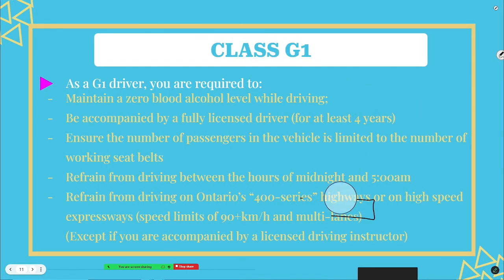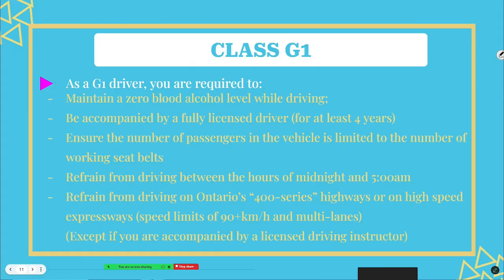Now, as a G1 driver, that's that first stage, you are required to maintain a 0 blood alcohol level while driving. You must be accompanied by a fully licensed driver for at least 4 years. So somebody who has had their G2, they're fully licensed for at least 4 years. If you're going with your big brother or sister or cousin who is now fully licensed, that's great for them, but they don't count unless they've had it for 4 years.